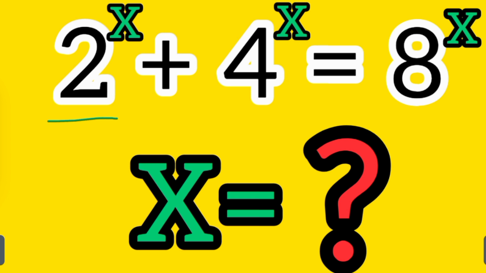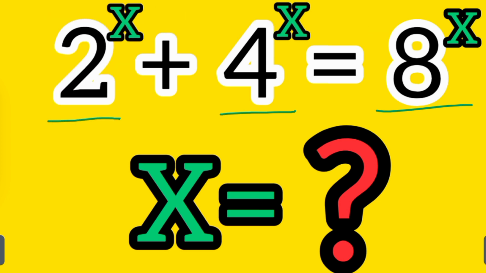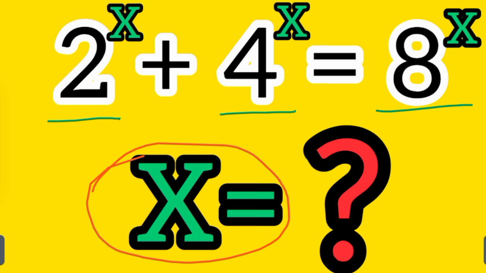The question is 2 to the power x plus 4 to the power x equals 8 to the power x. Now we need to find the value of x. Okay, we need to find the value of x. All right, so without any delay, let's start the solution. So here we have the solution.